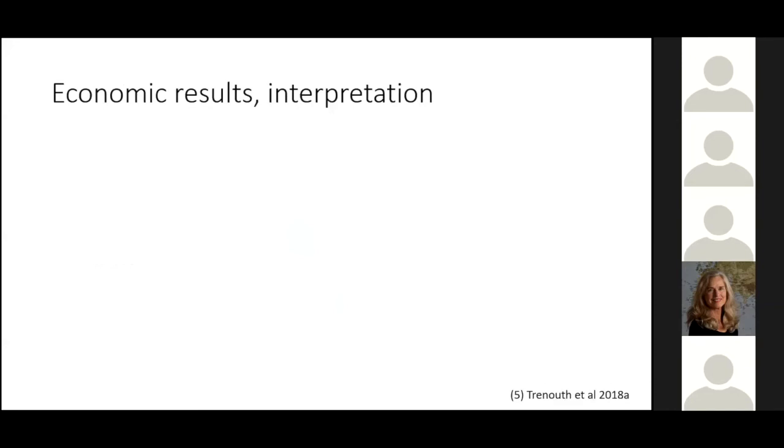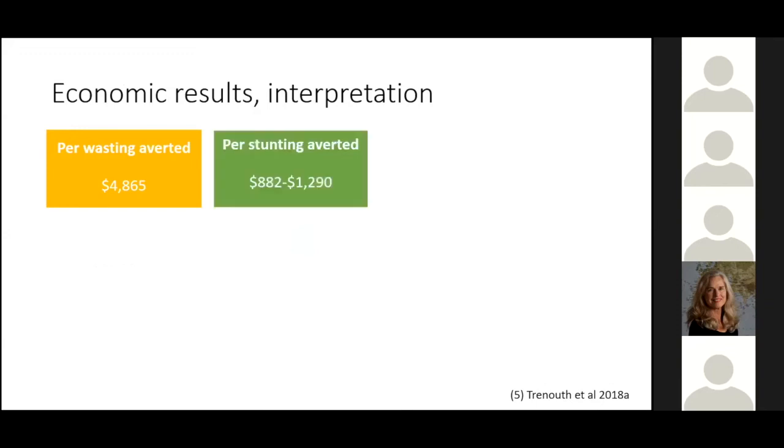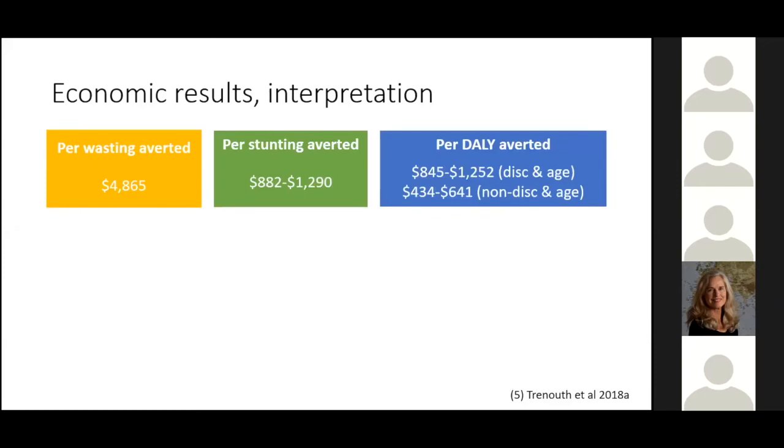So in the one study where we prevented undernutrition, that's Rafani, Pakistan, for the economic analysis, we found that it cost almost $5,000 per case of wasting prevented. And between the 3 arms of the study, it was around $1,000 on average per case of stunting prevented. And for the cost per disability adjusted life year, we found between around $800 and $1,200 when using age weighting and discounting, and between around $400 and $600 without age weighting and discounting.